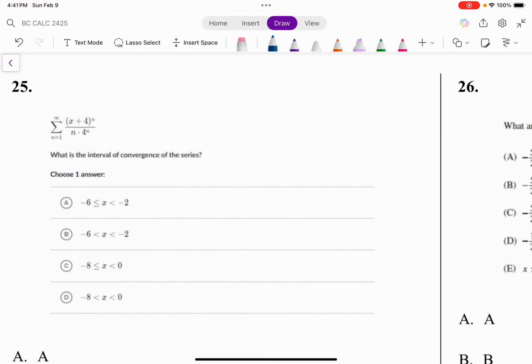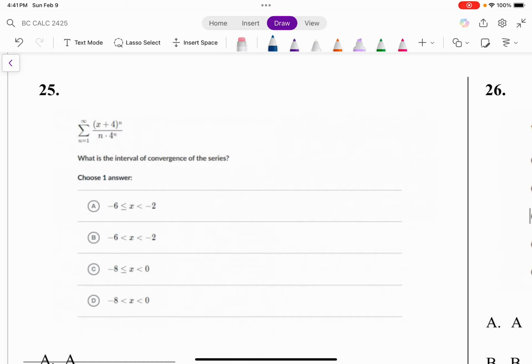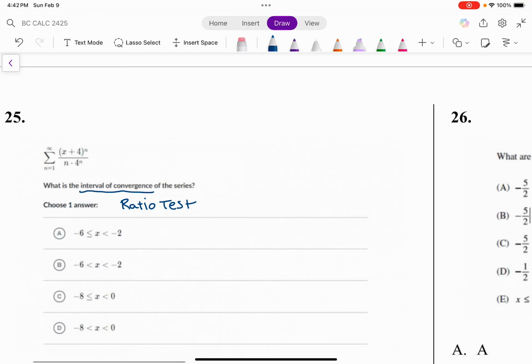Okay, this multiple choice asks for the interval of convergence for this infinite series. Now it's not a geometric series because of this n here, so we have to use the ratio test. And in general, you can always use the ratio test to find interval of convergence when you're taking the AP exam at least. So we're going to do the ratio test.